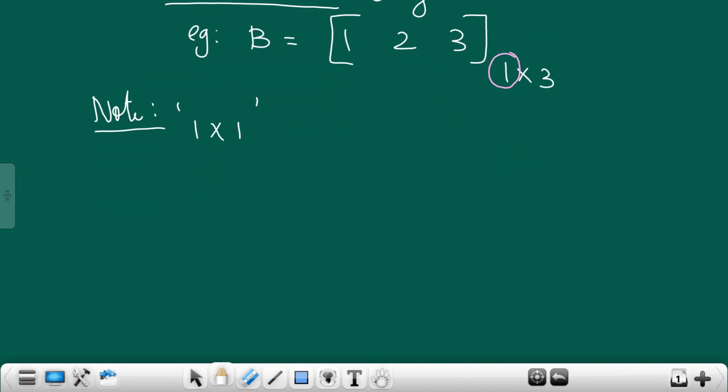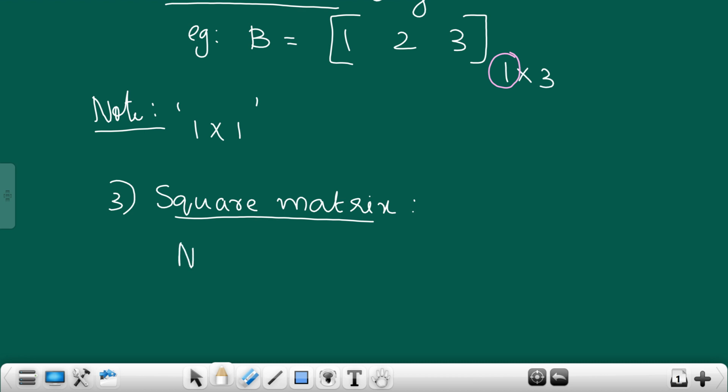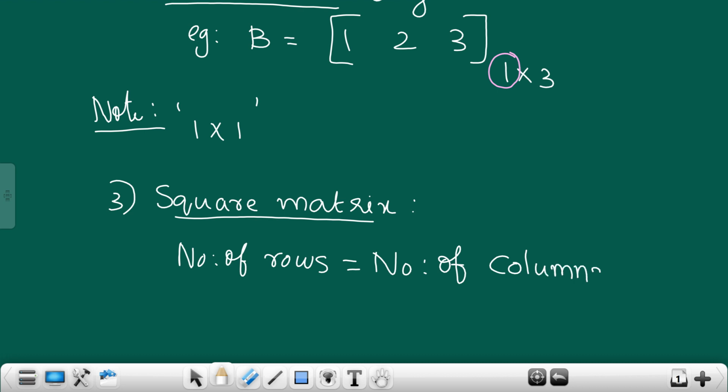Next, third one, square matrix. A matrix in which the number of rows is equal to the number of columns is called a square matrix. That's the specialty of a square matrix.